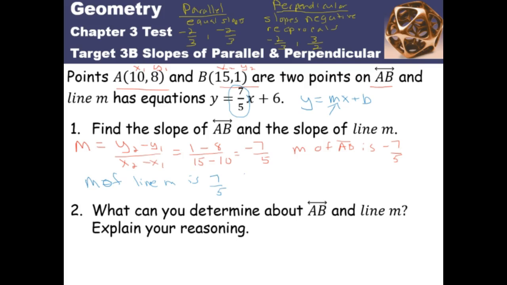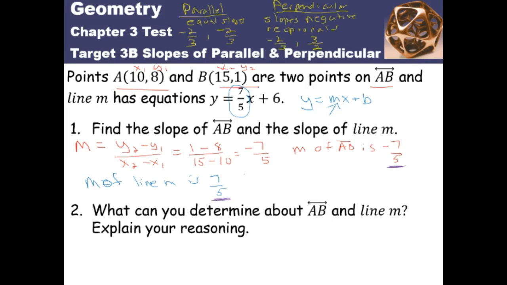So if either of those two things are happening, then they're parallel or perpendicular. If neither of those two things are happening, then it's neither. They're not parallel or perpendicular. So in this case, we have 7/5 for this slope, and this is negative 7/5. Are they equal? They are not, because one is negative and one is positive. So that means that they're not parallel.